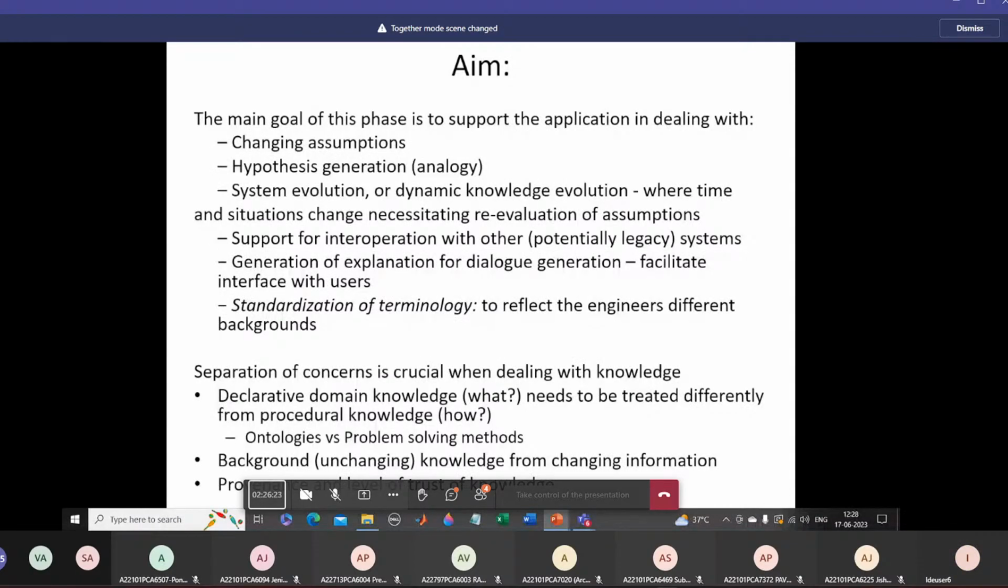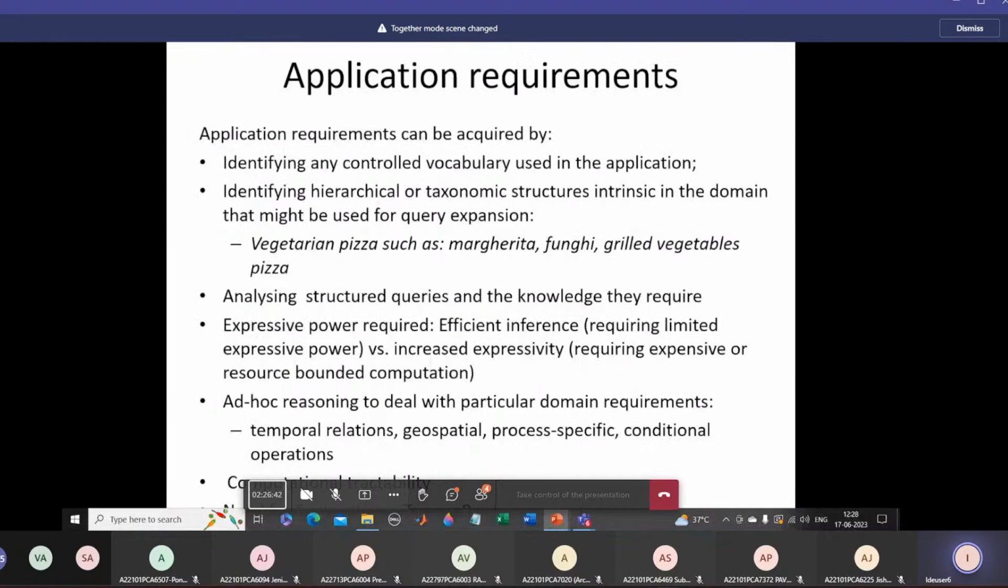So the main goal here is to support the application. So they have to deal with changing assumptions, then hypothesis generation, system evaluation, and supporting interoperation, then generation of explanations and standardization of terminologies. And so for application requirements, you have to identify the vocabulary which could be used in the application, and you have to look into the hierarchical or taxonomic structure. And you have to analyze the structured queries and the knowledge about the need.